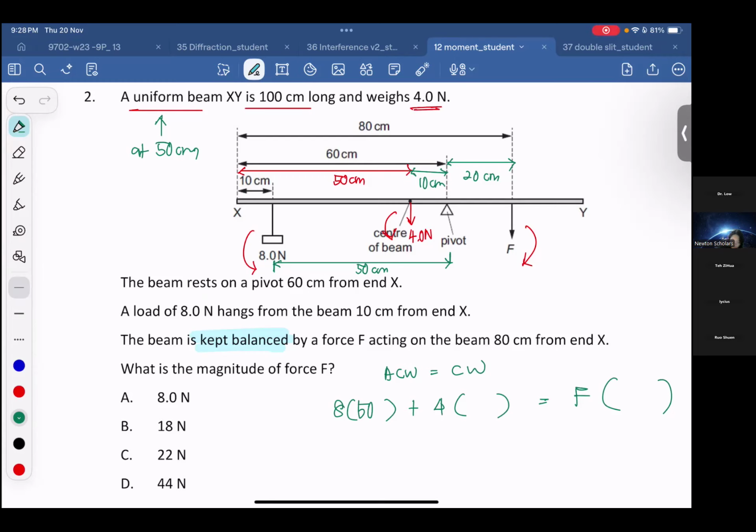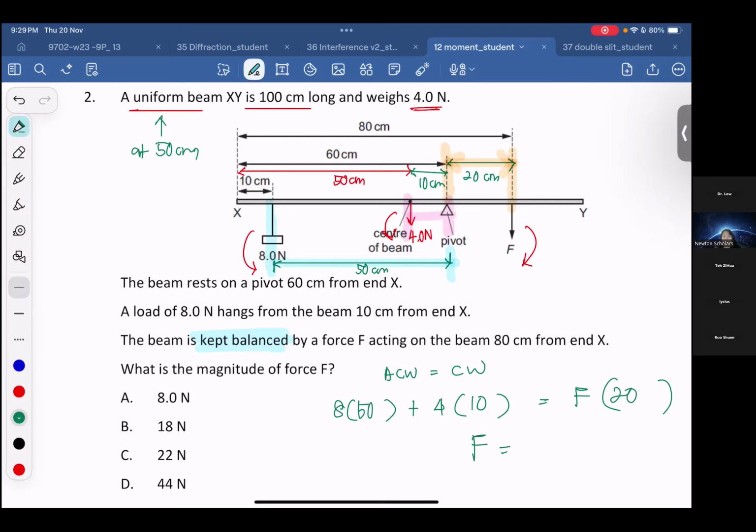It's because from the force until the pivot, this is the distance. How about 4 Newton? From 4 Newton until the pivot, what is the distance? 10 cm. Then the last one, the force. Force until pivot. I'm using a different color to show you the distance that I want to find. So this one is 20. What is your force?